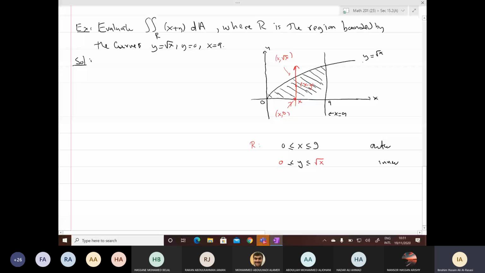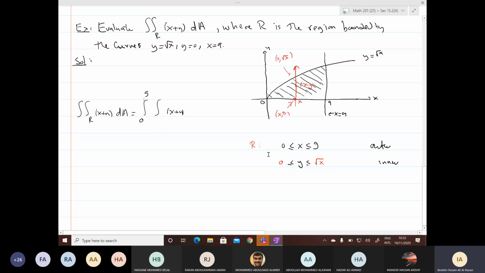Now the double integral over R of x plus y dA. I decided what the outer is. What is the outer? 0 to 9. Right? But this is R. Now, what is the differential corresponding to the outer? Is it dx or dy?